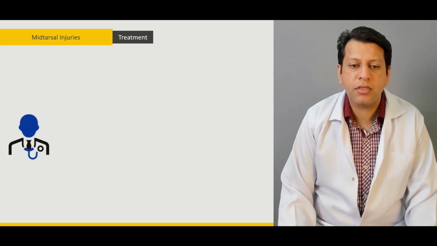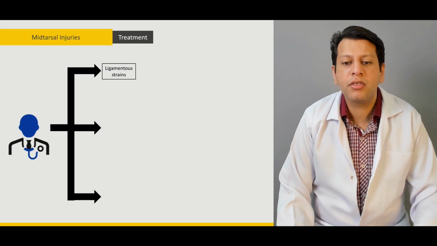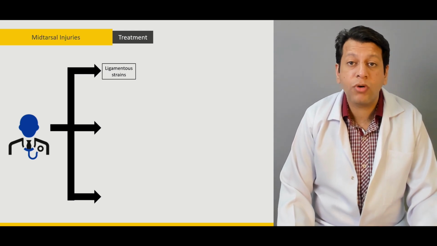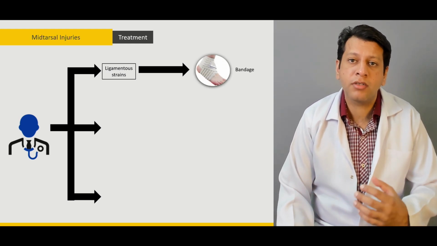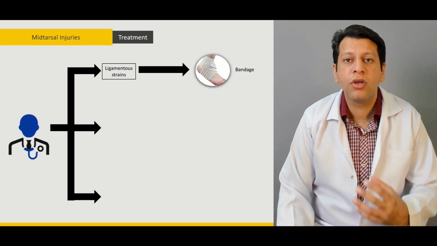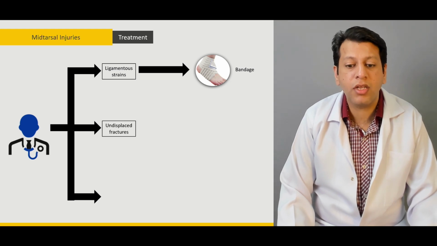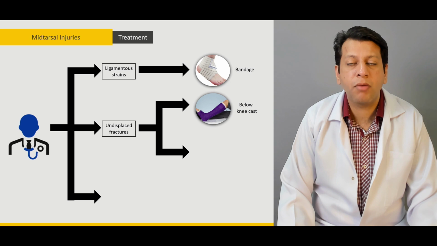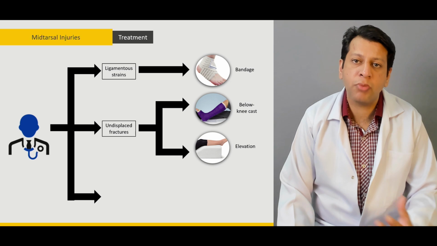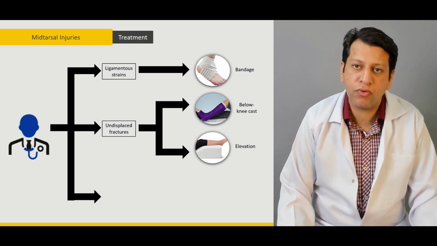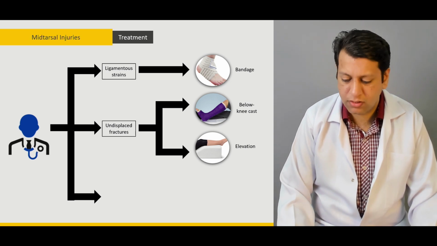Now coming to the mid-tarsal injuries. The treatment includes the ligamentous. If there are only ligamentous strains, what is important is to have a crepe bandage or some form of bandaging that can be used to reduce the stress, swelling and pain of the patient due to ligamentous injuries. If there is an undisplaced fracture, a below knee cast in the form of a POP boot can be applied, or we can only apply a splint and keep the foot elevated for a few weeks, so that once the swelling and the pain settle down, the patient can start over.